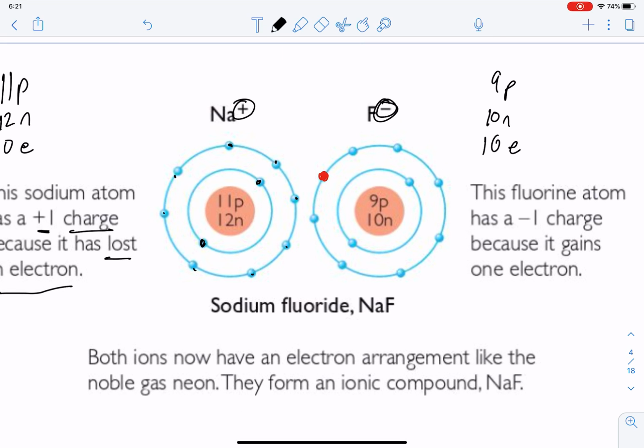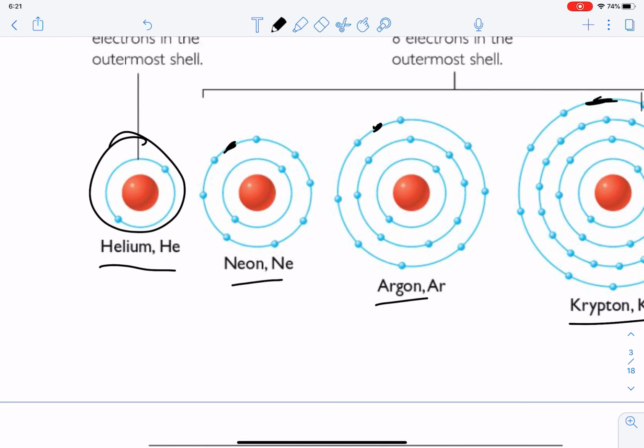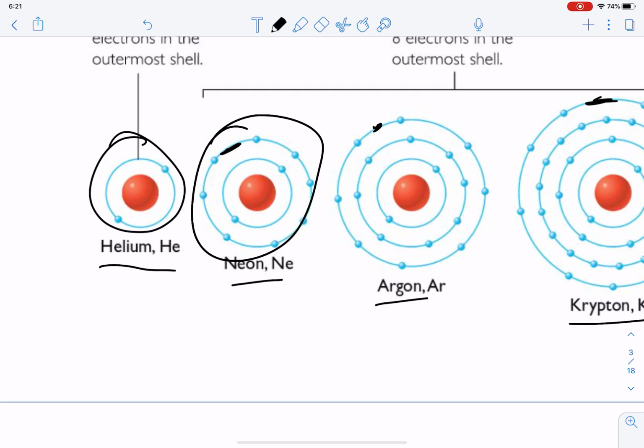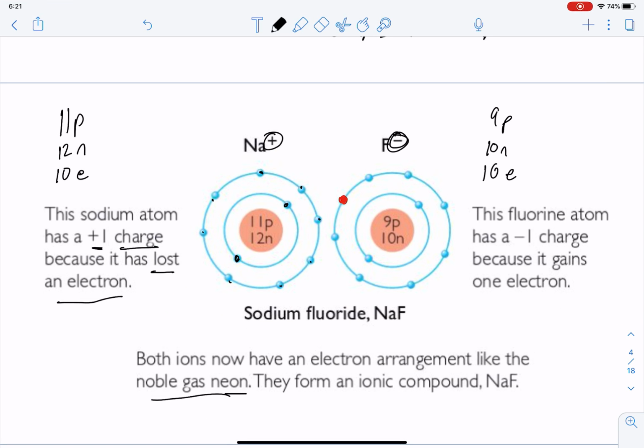So now both ions have an electron arrangement like the noble gas neon, right? Because if we scroll back up to neon, neon has 8 valence electrons in the second energy level. Scroll back down, and we can see that both of them also have 8 valence electrons in 2 energy shells. So that's what we mean when we say noble gas envy, because fluorine and sodium, in this case, want to be like neon. They want to look like neon in terms of electrons, not in terms of protons, only electrons.